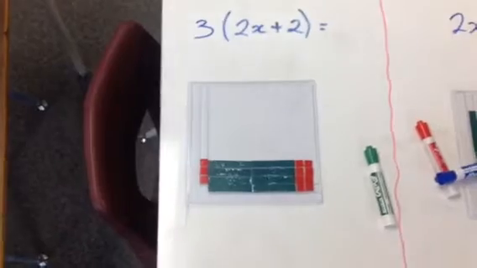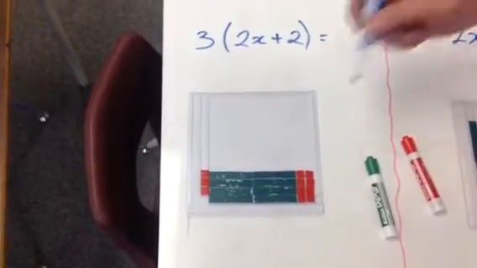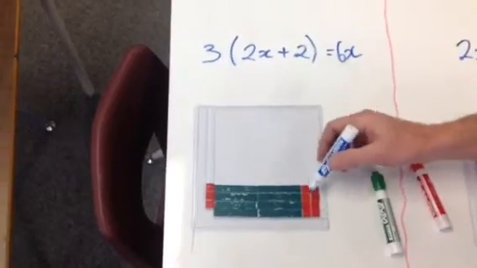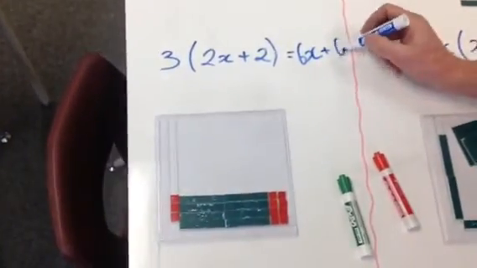And there you have it. Three groups of 2x plus 2. So what do we have altogether? We have 6 x's. And we have 6 1s, or plus 6.